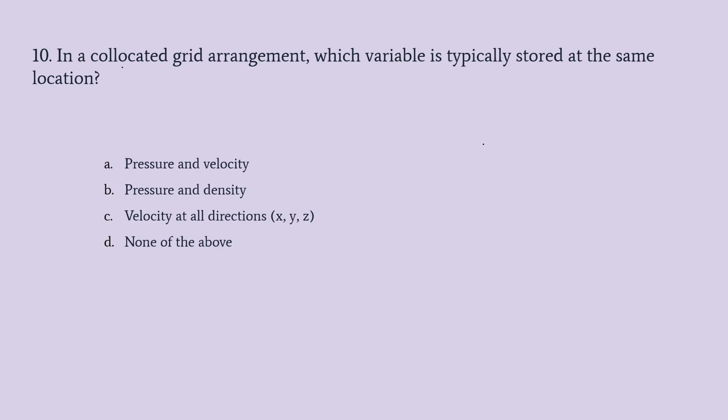So collocated grid arrangement. If you split the word collocated, it is co-located or co-allocated. You can read it both ways. So something is co-allocated, that particular thing is there, or if you are reading it as co-allocated, something is allocated in one place simultaneously. Suppose we can draw a grid.